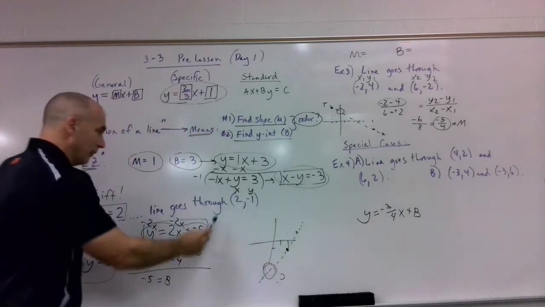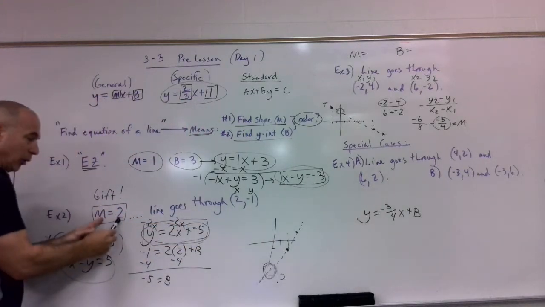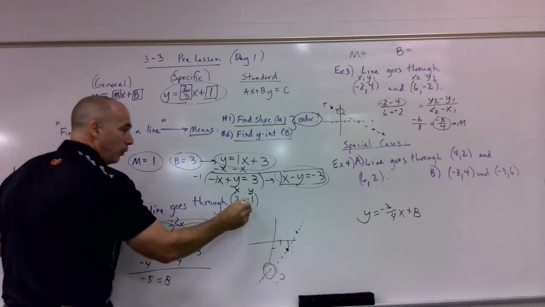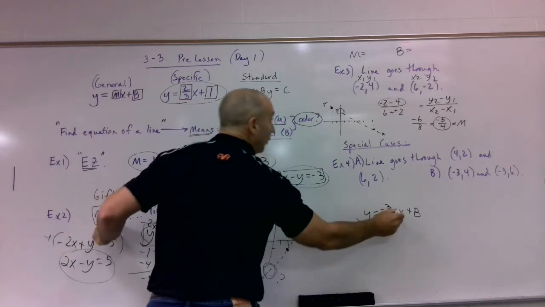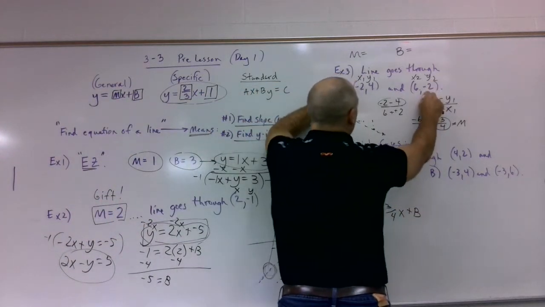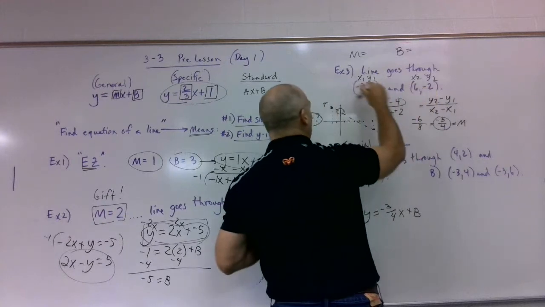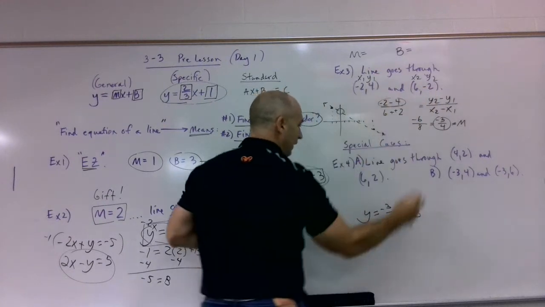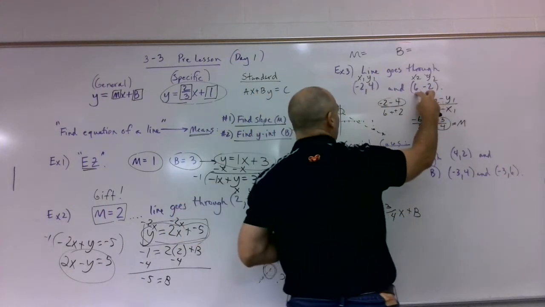Now, remember over here, we had slope given to us, and we had 1 point. See, now we have slope and 2 points. All you need to do is take whichever one you want. You can plug this one into here, or you can plug this one into here.